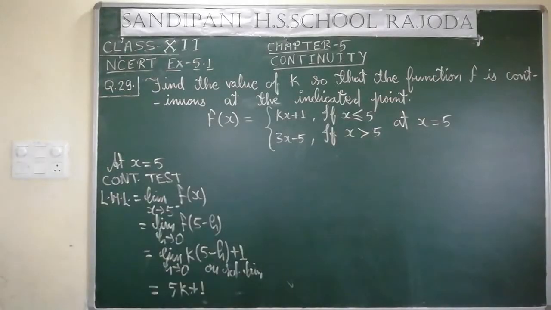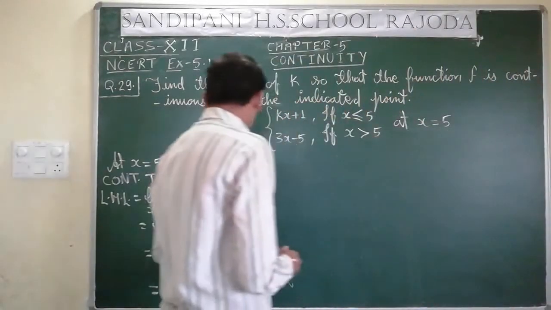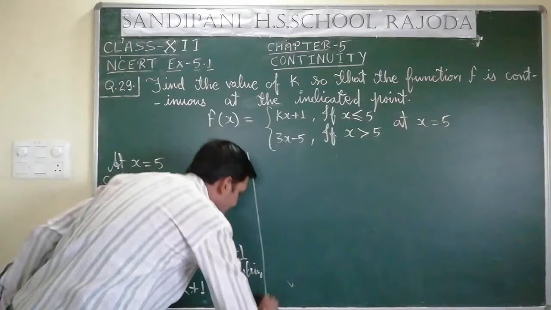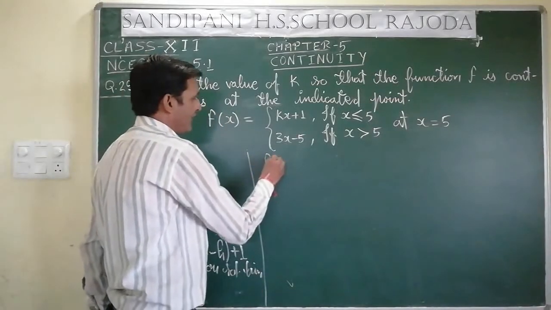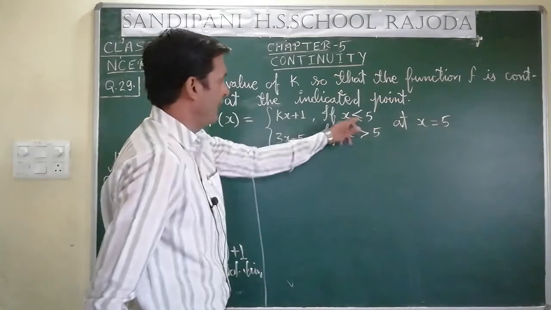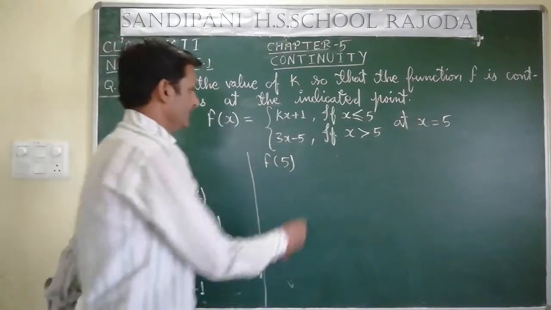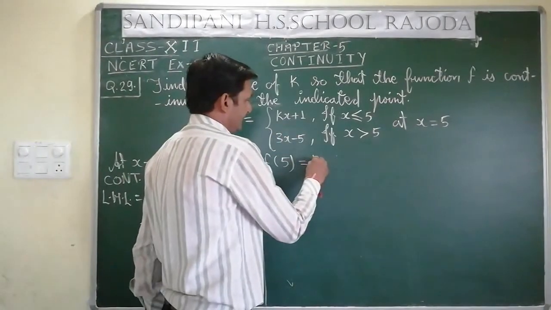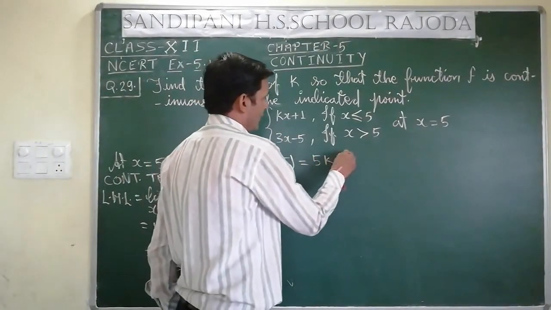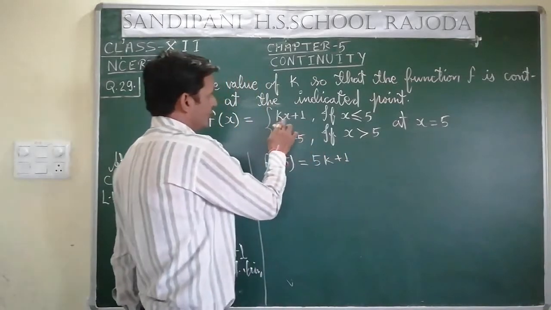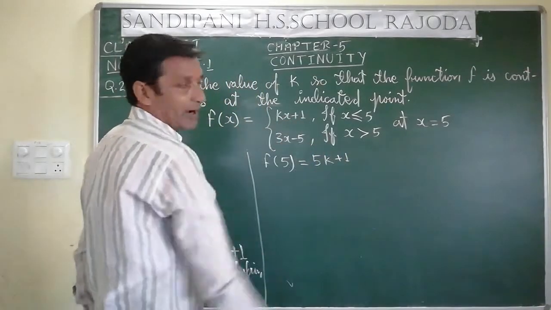Now f of 5. See, f of 5 is equal to, means for x equal to 5, it is this only. So it will become 5k plus 1 only. If we put 5 here, k into 5 is 5k plus 1.